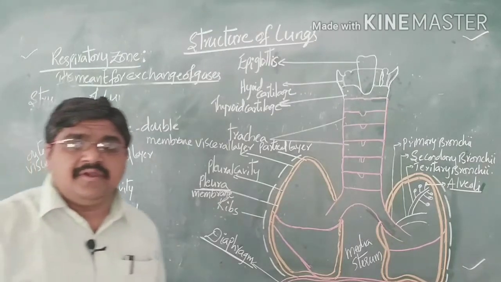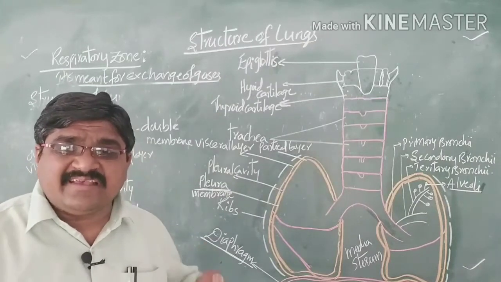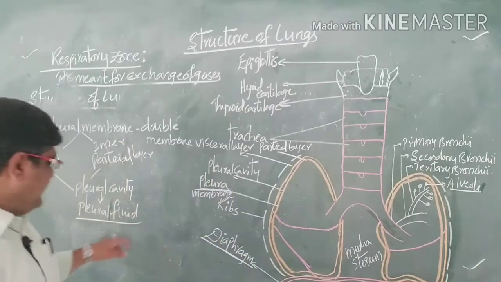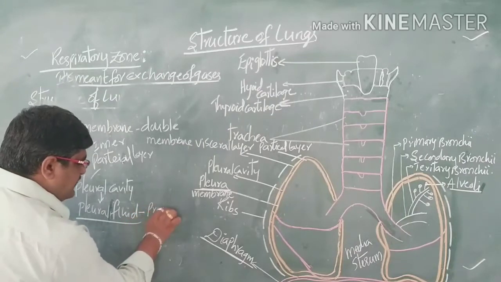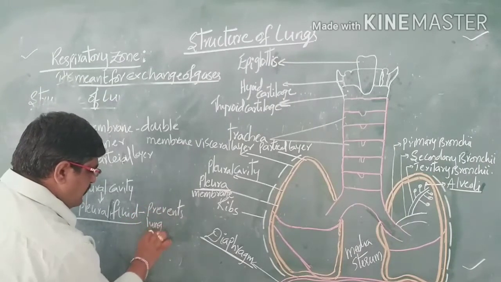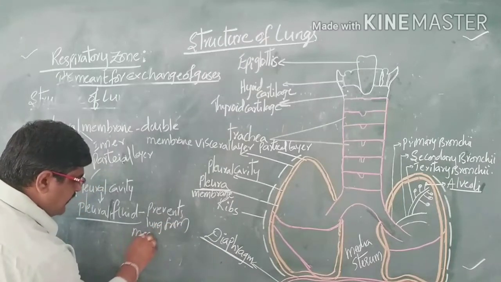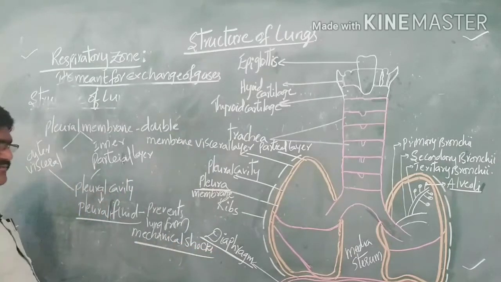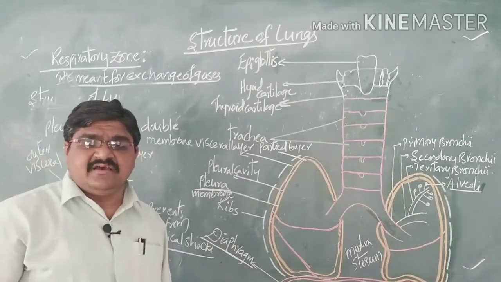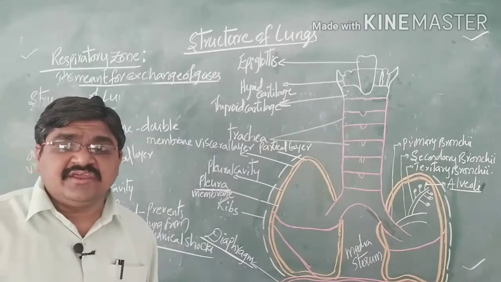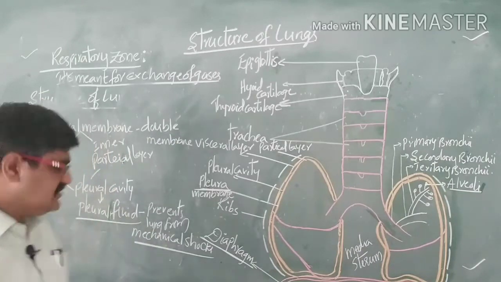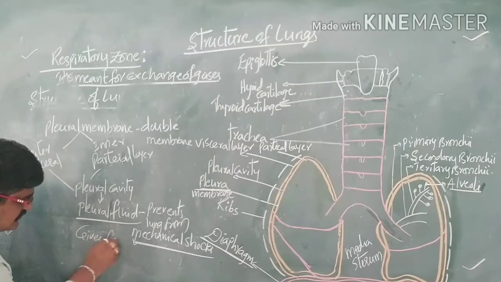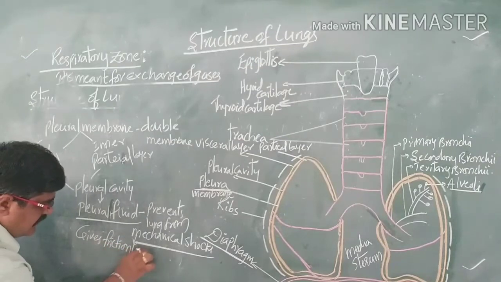What is the function of the pleural fluid? It protects the lungs from mechanical shocks. The main function is to prevent the lungs from mechanical shocks, and it also gives frictionless movements.